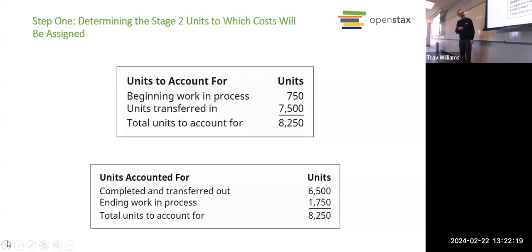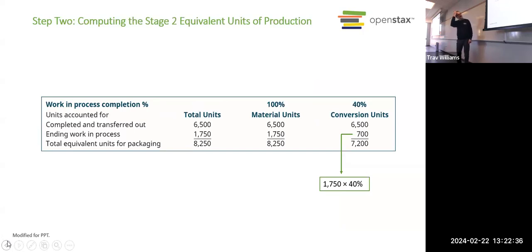But they did complete 6,500 units and they were able to transfer those and get them out of the department, right? If you're in a production process, that's your goal. Stuff keeps coming in, you want to process it and get it out, right? Otherwise you get behind. All right. So the ones that they transferred out, those 6,500, we can see them here. The 1,750 that they did not complete, that's the ending work in process.